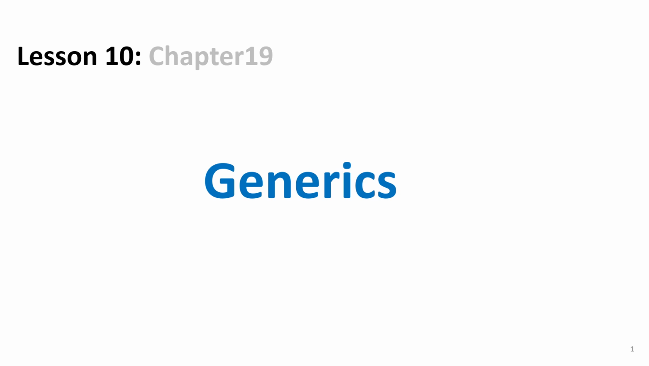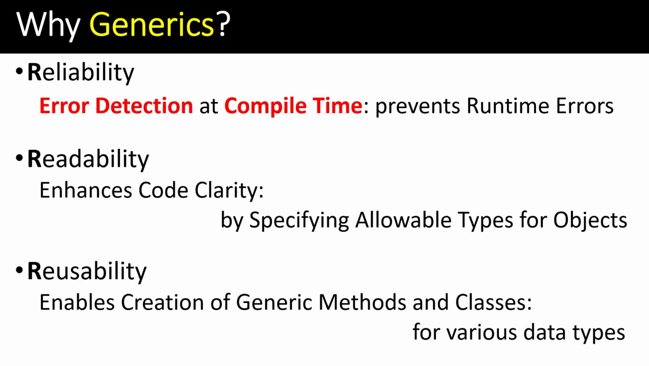Hello everyone. Today we will cover advanced topics in generics. We have already covered some basic concepts in generics, so let's quickly summarize why we use generics in our code. The answer comes down to three major benefits: reliability, readability, and reusability.